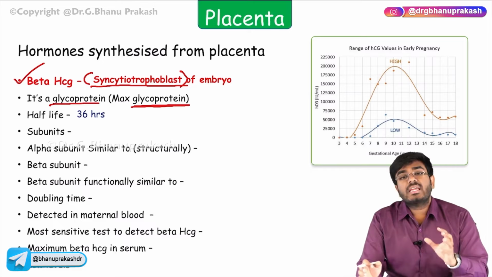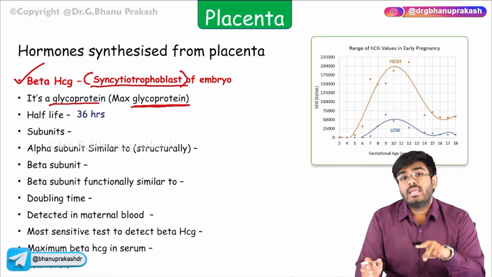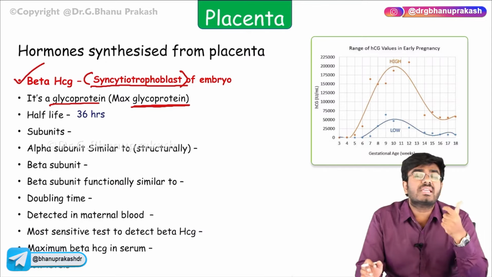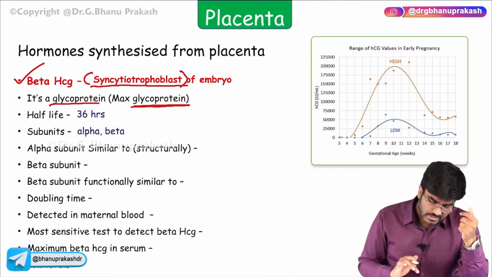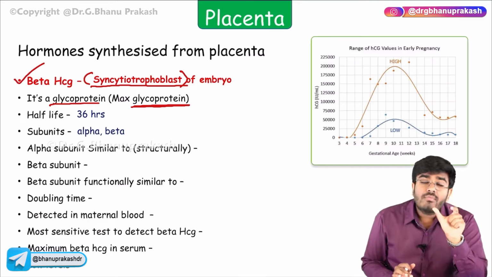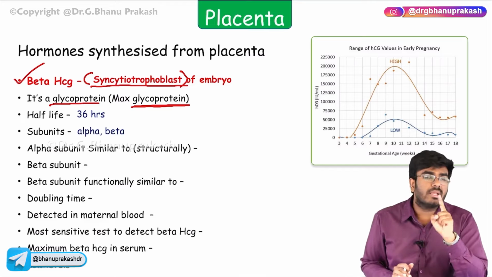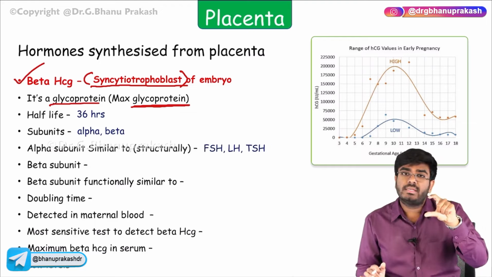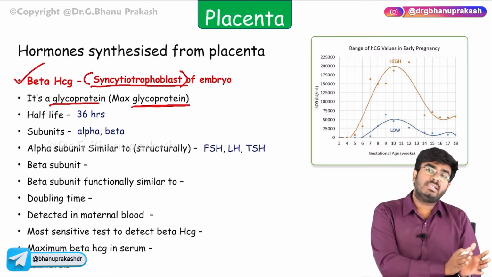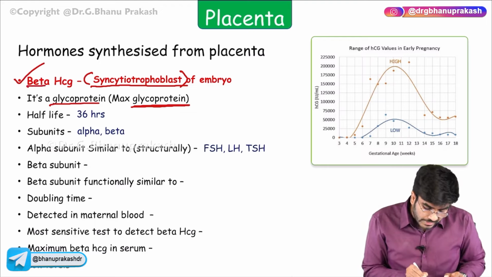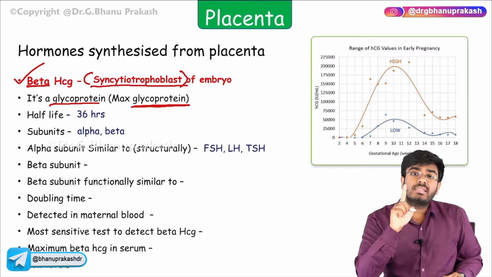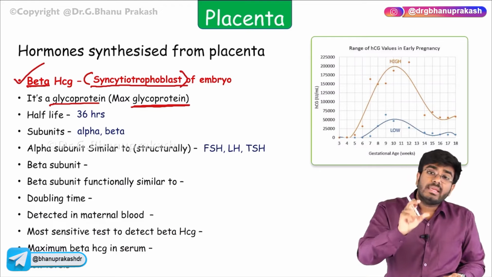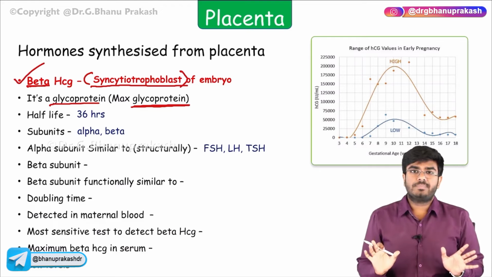What are the subunits? This beta HCG has two subunits, an alpha subunit and a beta subunit. An important point is that the alpha subunit of beta HCG is similar to FSH, LH and TSH. Guys, what are the subunits? Alpha and beta. The alpha subunit of beta HCG is similar to TSH, FSH and LH. But the beta subunit is specific to the HCG. That is the reason why we call it beta HCG. The beta subunit is specific for the HCG.